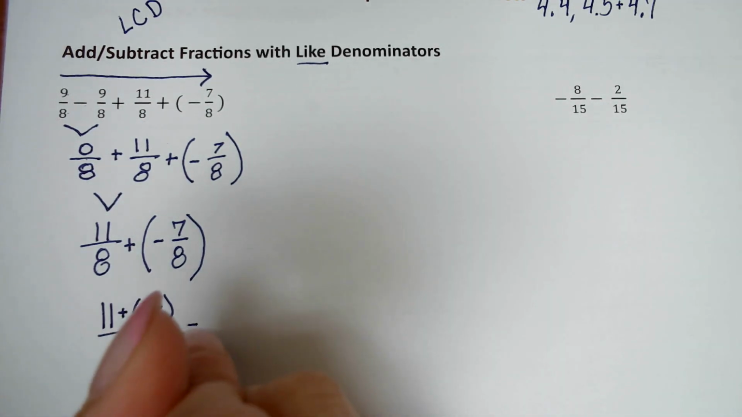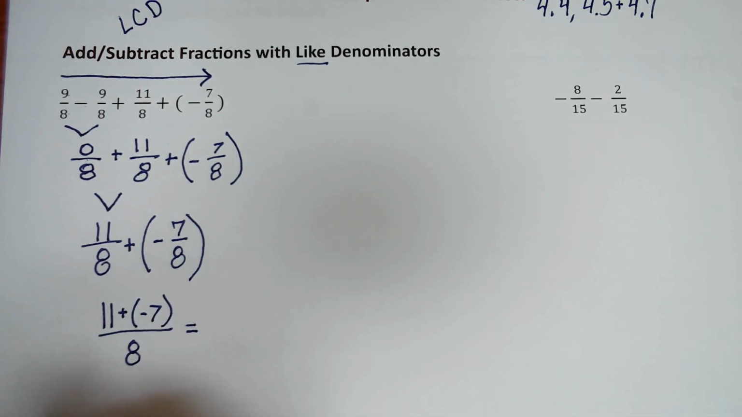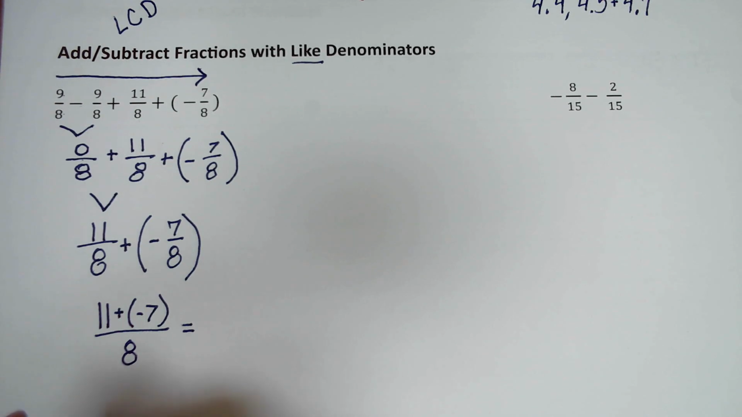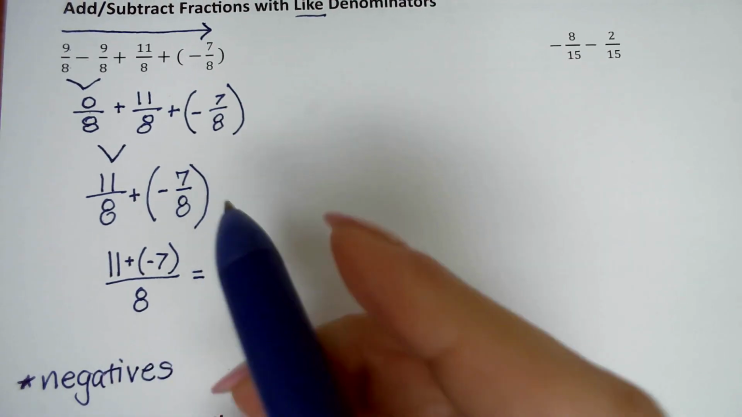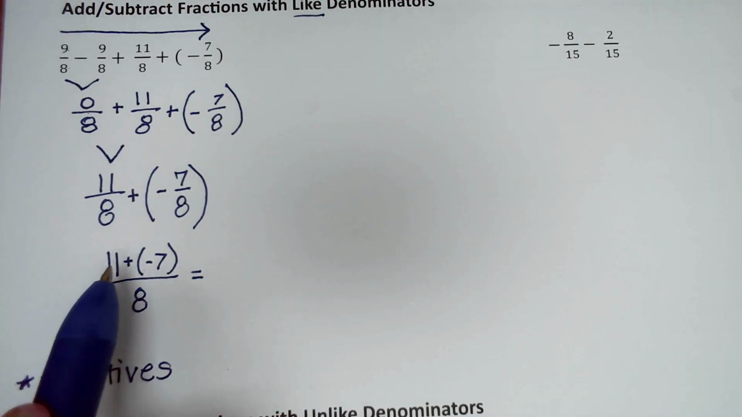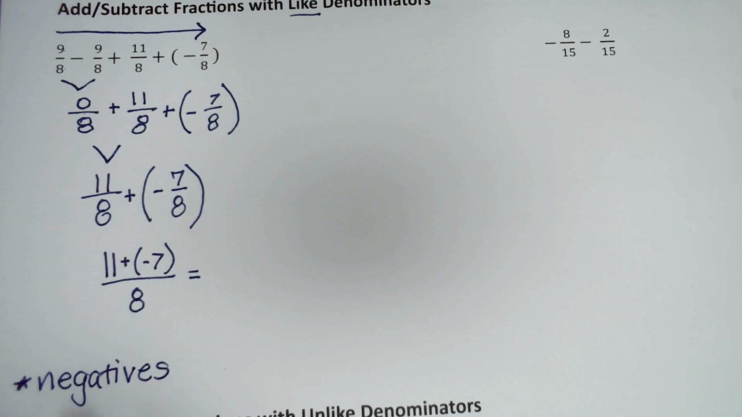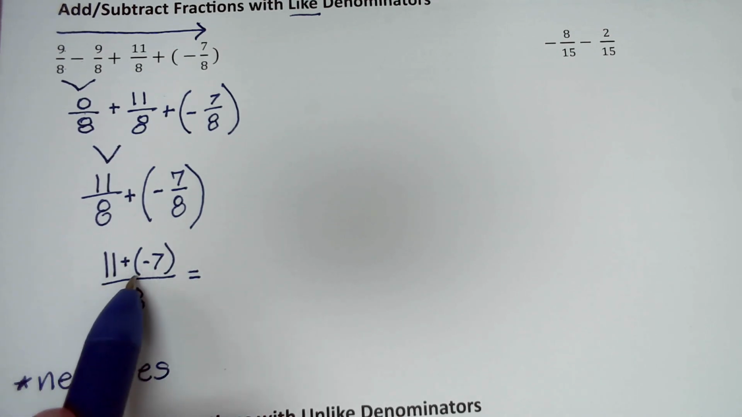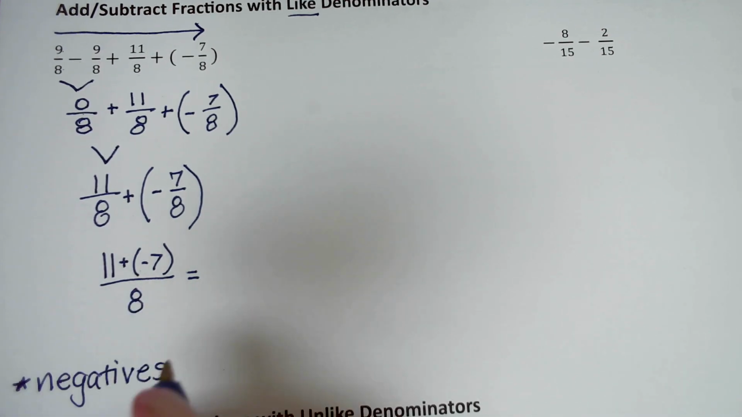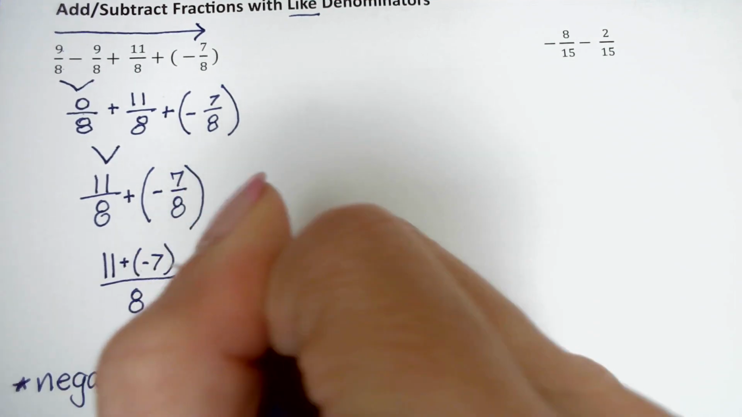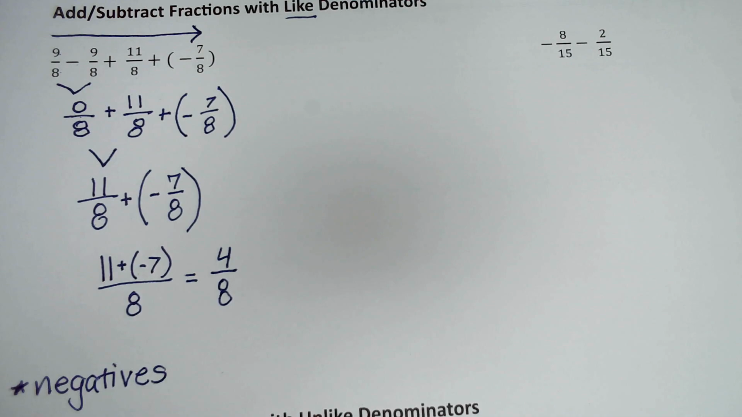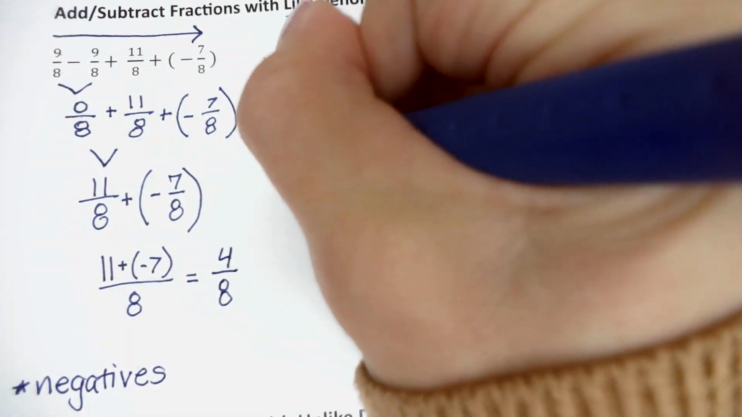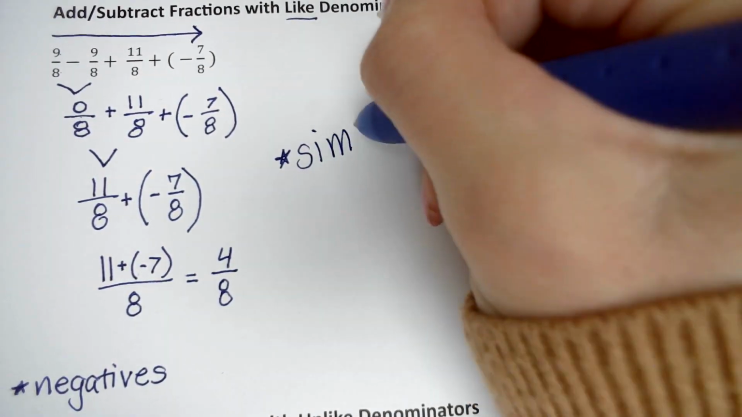Now, remember to be very careful with negatives. That is what we've noticed has been tricking some of us on these problems. So we really want to focus on negatives. Here I have a negative, so it's 11 plus negative 7. That's the same as 11 minus 7, which is 4. So we get 4/8, but remember, we must always simplify.